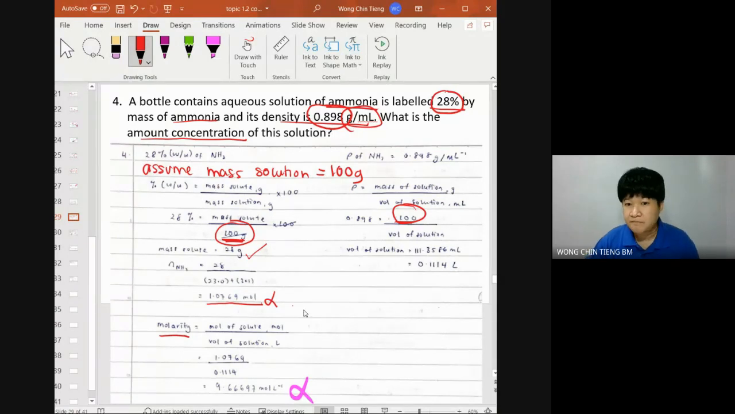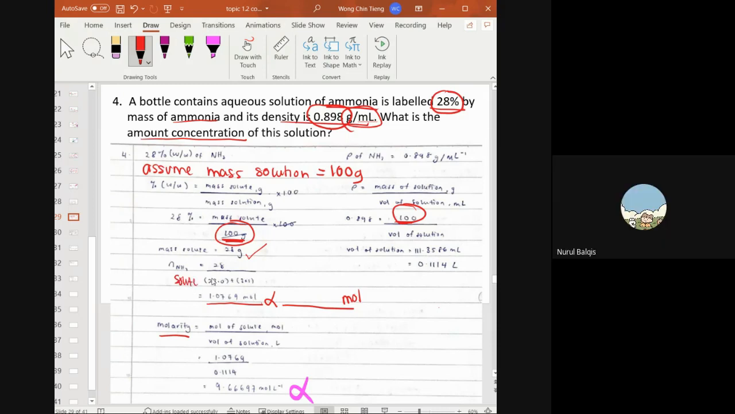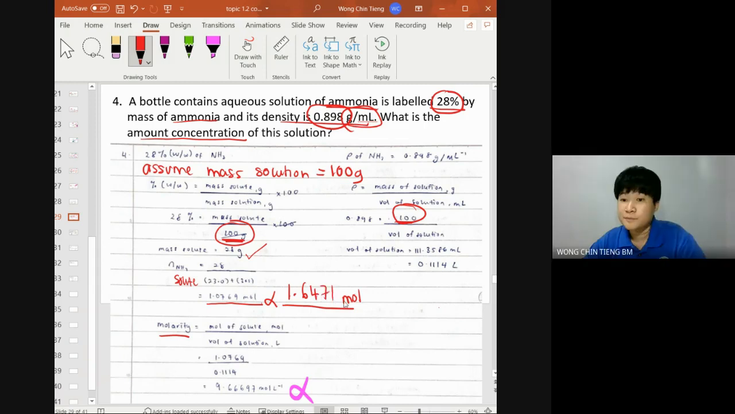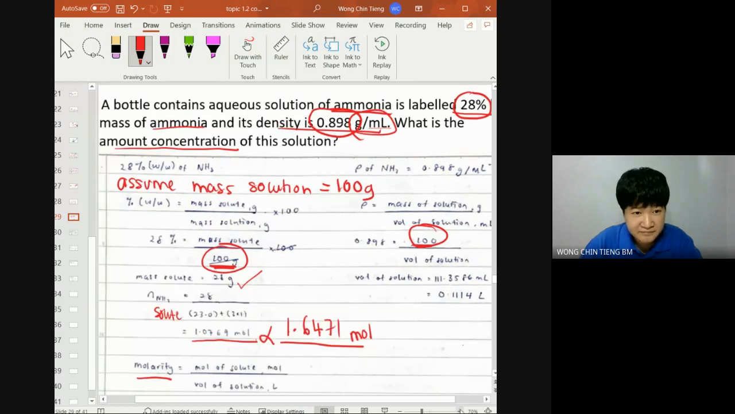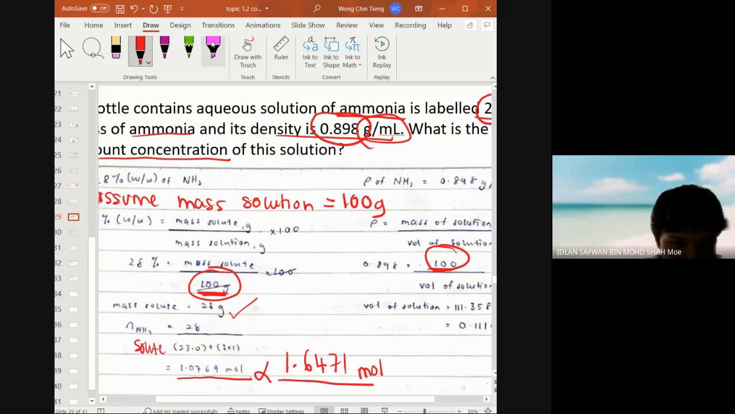Fazini dapat number of mole berapa? Ya, Fazini? Mic tak okey ke? Line tak okey ke? Tak tahu. Balkis? Ya, Miss. Number of mole solute ammonia 1.6471. Setuju? Kenapa dia salah number of mole? Anybody? Salah tekan? Molar mass. Oh, dia salah.